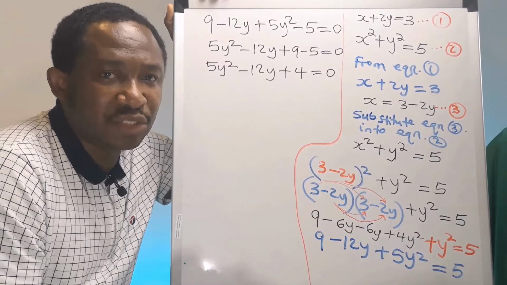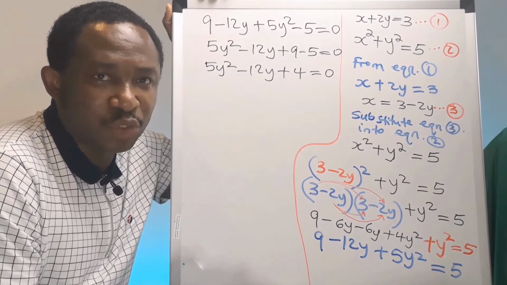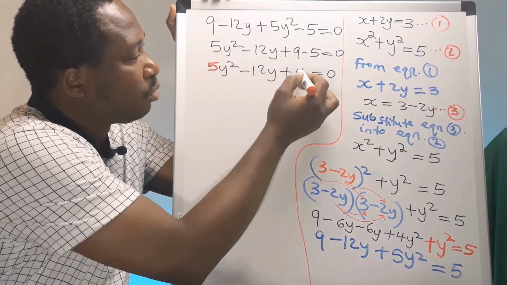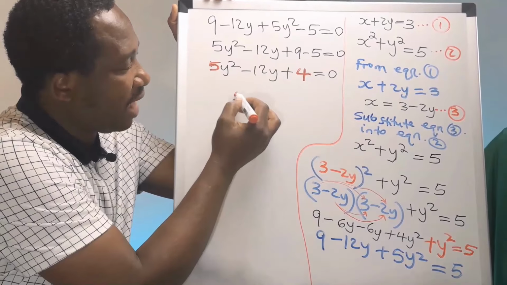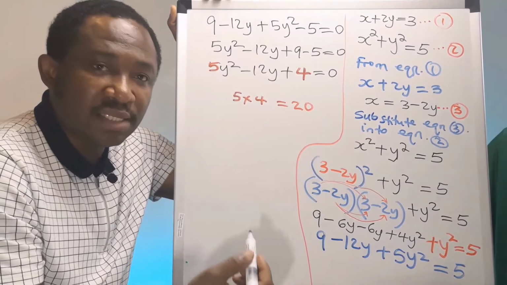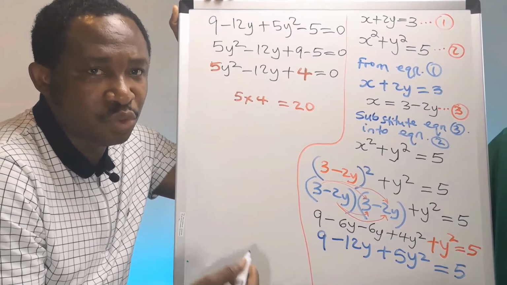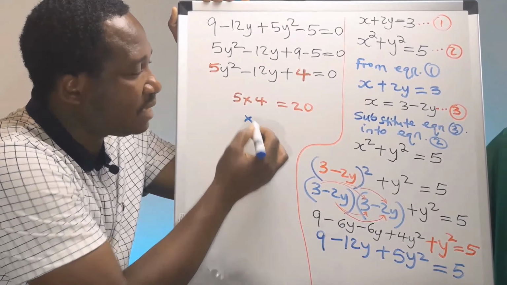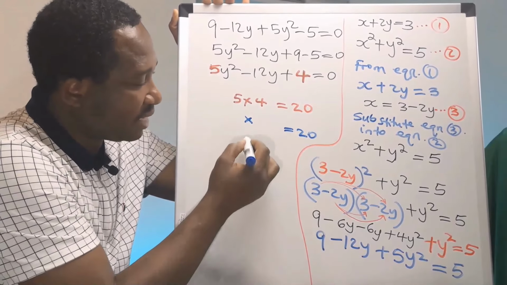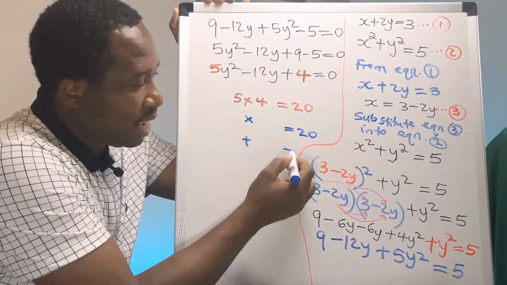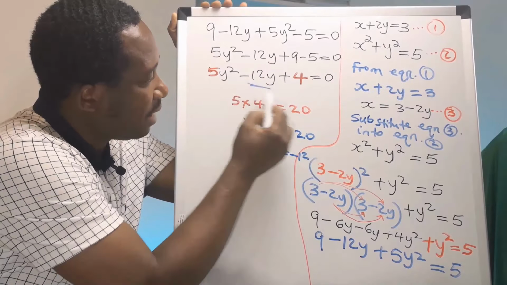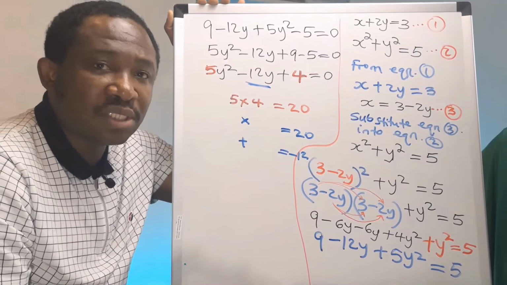This is factorizable. I will use the factor method. What I will do is I will use 5 to multiply 4. 5 times 4 will give me 20. Next, I will think of two numbers. If I multiply these two numbers, I'm going to get 20, but if I add the two numbers, I will get minus 12, which is the middle term. What are the two numbers?